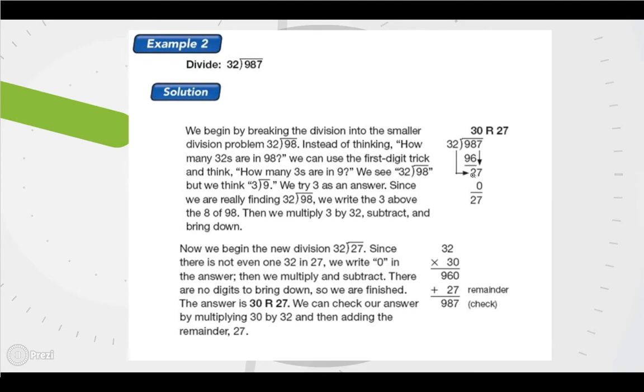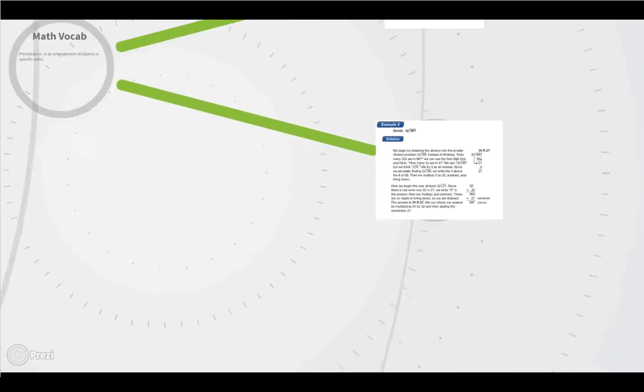And then I subtract and I get 2, bring down my 7. Now 32 cannot go into 27, so I have to put in a 0 here. 0 times 32 is 0. Then I subtract and I get 27. That's my remainder. Now we check this by multiplying 32 times 30, which gives 960. Add 27 to it, and we get 987. Okay.